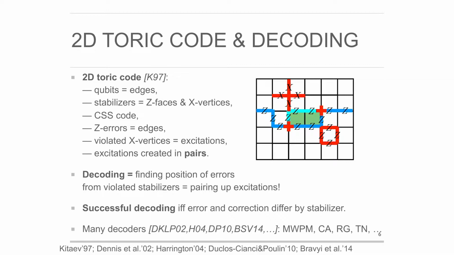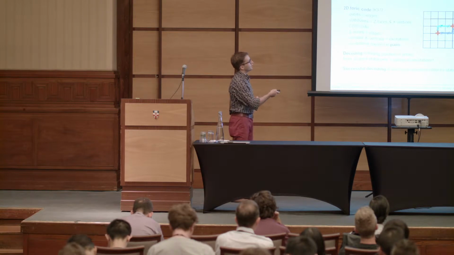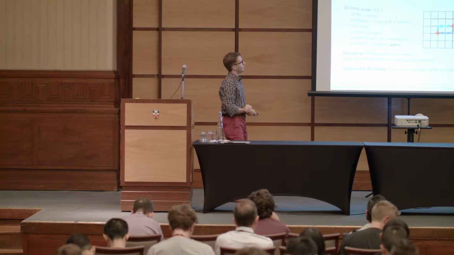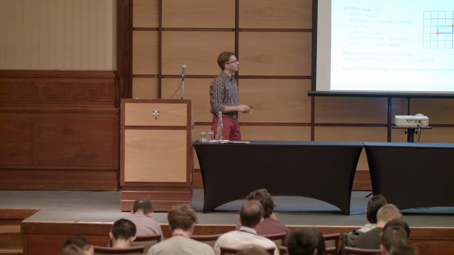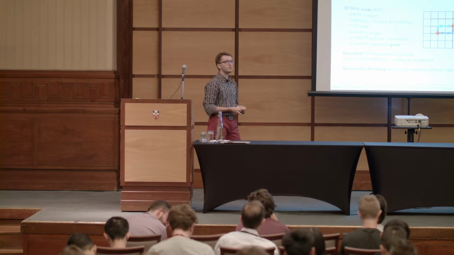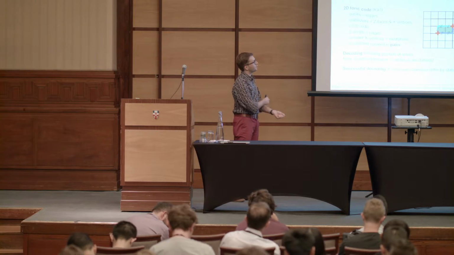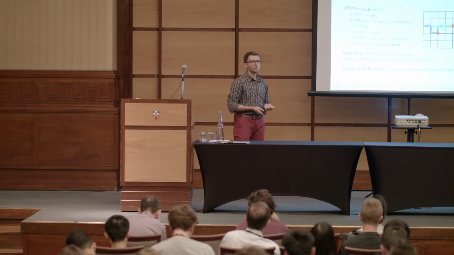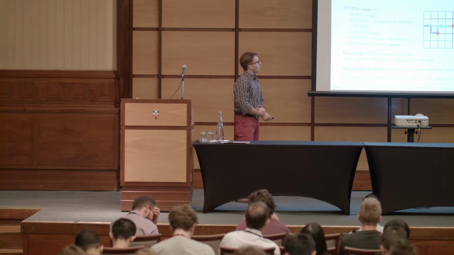The problem of decoding basically boils down to pairing up excitations. So if this is my initial error, and this is my guess, the dark blue, I say that the decoding succeeded because the error and the correction differ by a stabilizer. We can see that the error and the correction form a stabilizer. However, if my guess forms a non-contractible loop, it causes a logical operator and the decoding fails.